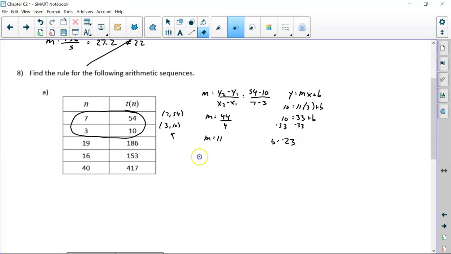So our sequence, t of n equals 11n minus 23. So our starting point, term 0, is negative 23. Our starting point was negative 23. And our common difference, our slope, we're adding 11 each time.